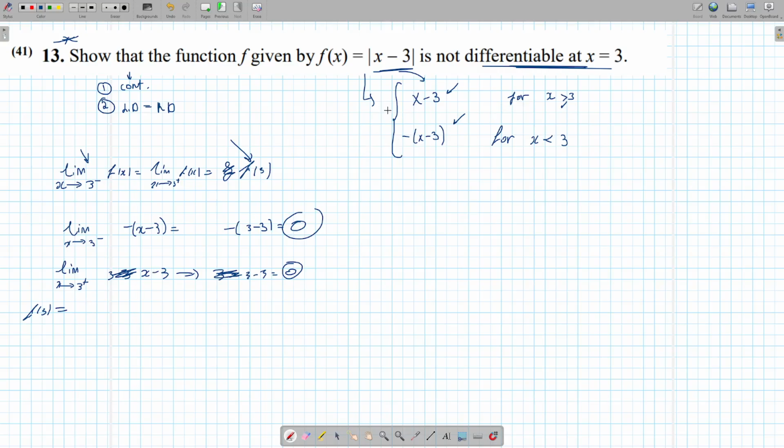Which one do I substitute it into? First one, because it's greater than or equal. So f of 3 is 3 minus 3 equals 0. So is it continuous? Yes. So do I stop? No, I have to continue. I have to keep on checking.